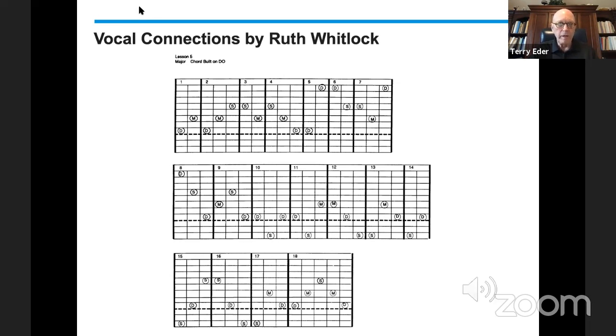Do, mi, do, mi, do, mi, so, do, mi, so, so, mi, so, mi, so, mi, do, so, mi, do, do, do, so, do, so, so, mi, do, so, mi, do, do, so, do, do, so, do, mi, so, do, mi, so, do.